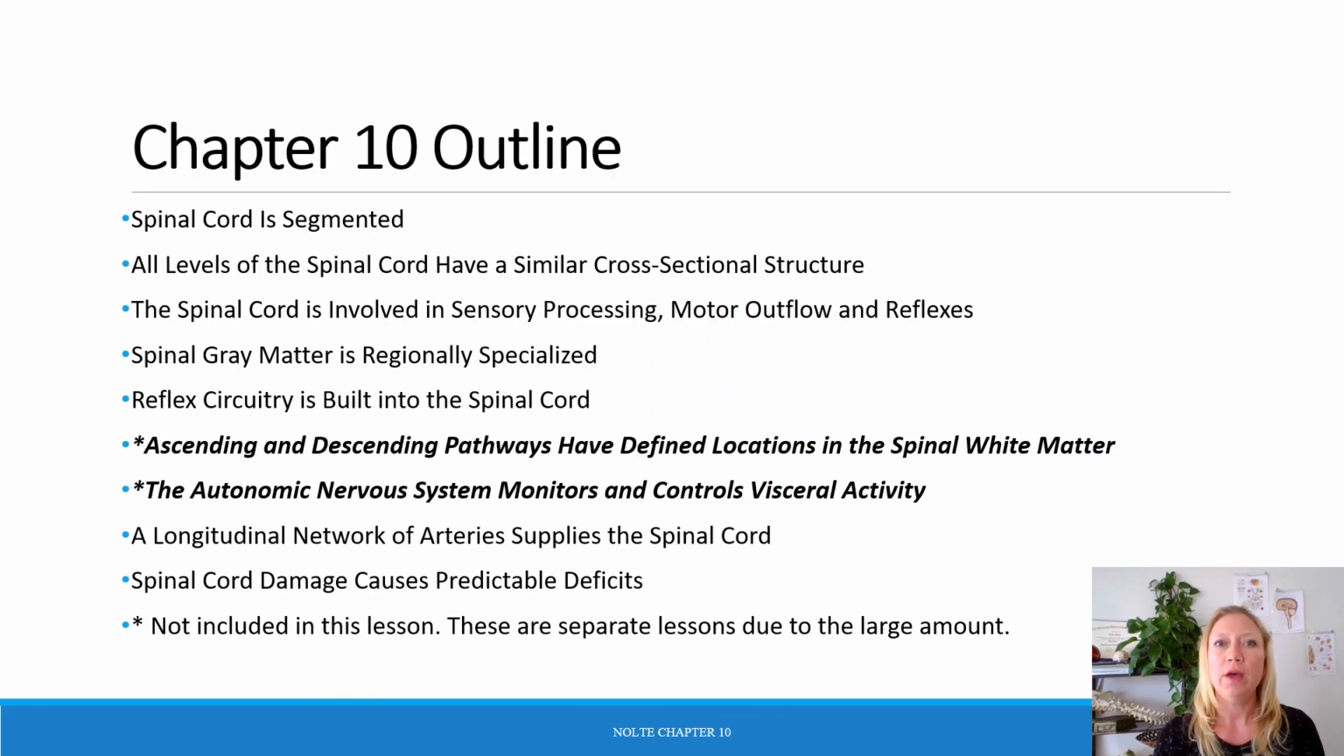Here's the outline. We'll go through this bit by bit. The spinal cord is segmented. All levels of the spinal cord have a similar cross-sectional structure. Spinal cord is involved in sensory processing, motor outflow, and reflexes. Spinal gray matter is regionally specialized. We're going to look at this and we're going to call them the Rexed laminae. Reflex circuitry is built into the spinal cord. And then those two bolded are the tracts and the autonomic nervous system, so we already did those. Those are separate lessons. A longitudinal network of arteries supplies the spinal cord. Spinal cord damage causes predictable deficits.